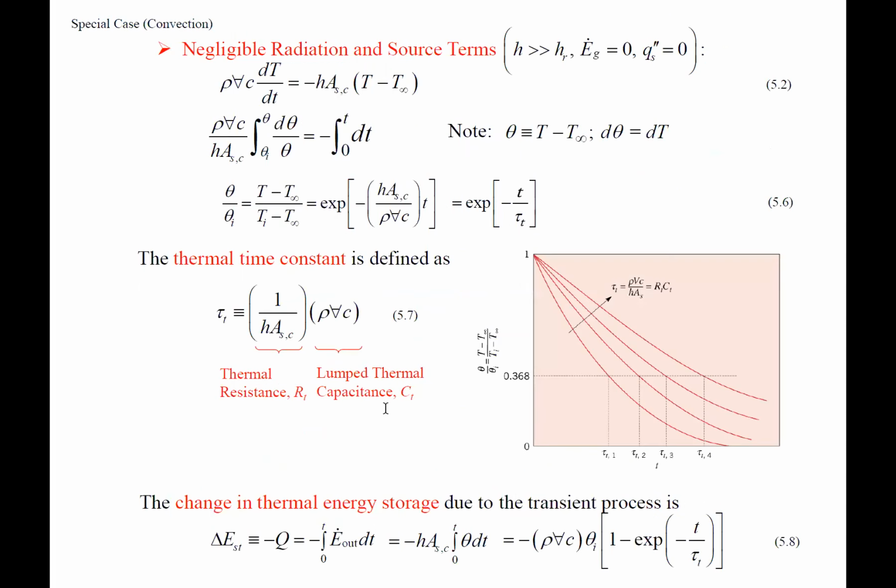All right, so let's make another case that's even simpler than the last one. So in this case, convection is dominating radiation. That means we can neglect radiation. So include convection, neglect radiation, which we did on the last one, but we're also going to neglect energy generated and the heat flux.